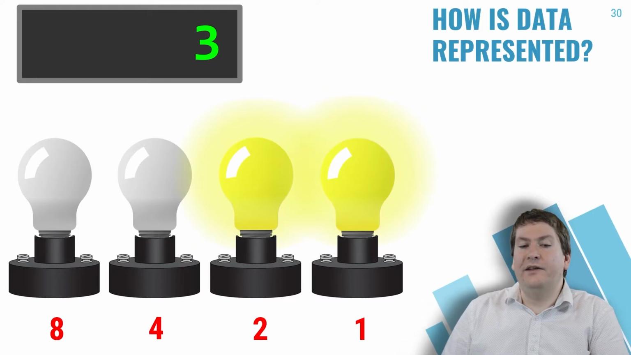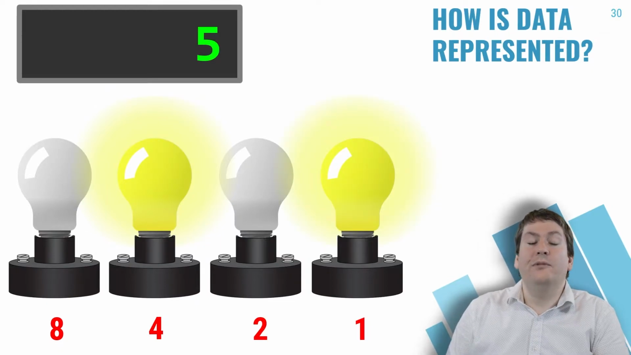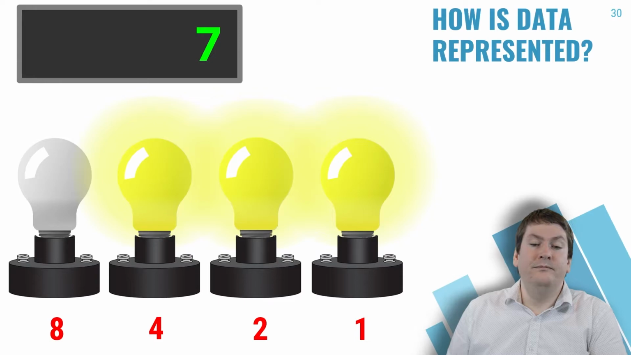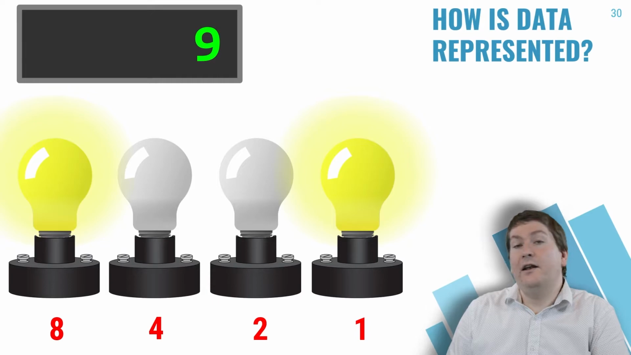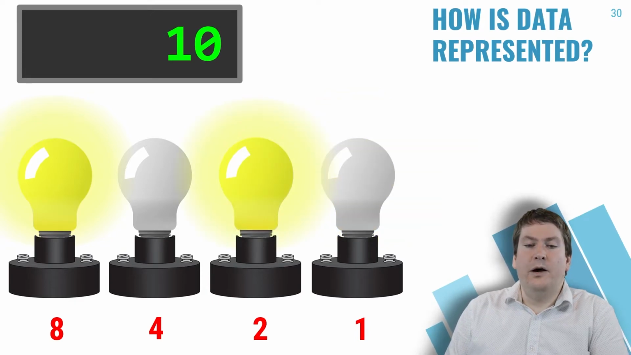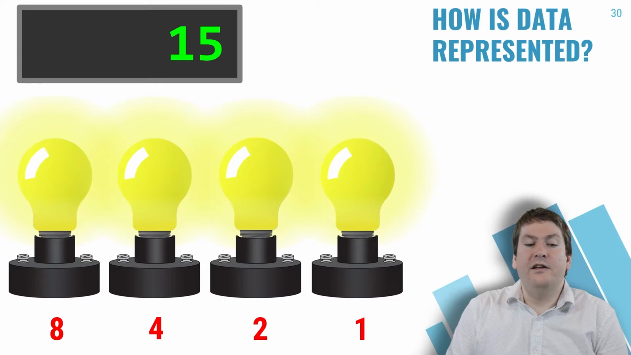Now if we wanted 4, that's easy enough. There's a 4 light. If we want 5, then we turn on the 1 light, so 4 plus 1 is 5. To get 6, it's 4 plus 2. To get 7, it's 4 plus 2 plus 1. To get 8, we just turn on the 8 light. To get 9, we turn on the 8 and the 1 light. And so on in this pattern. So you see what happened here is just using 4 lights, we can store the numbers from 0 all the way up to 15. So in total, that's 16 numbers with only 4 lights.